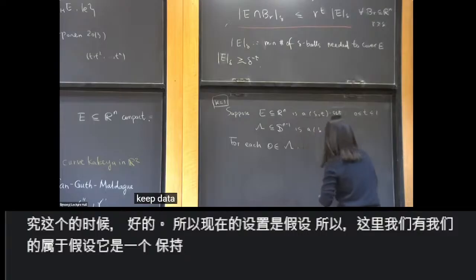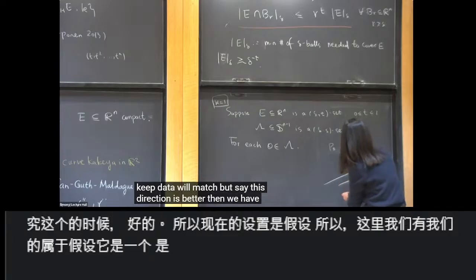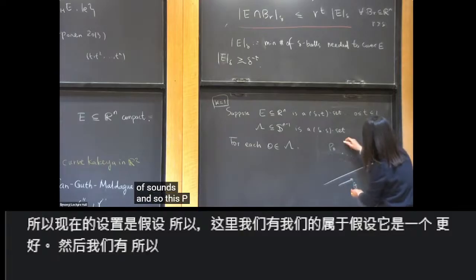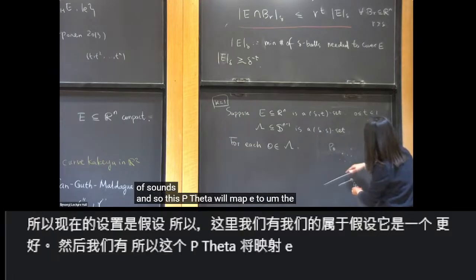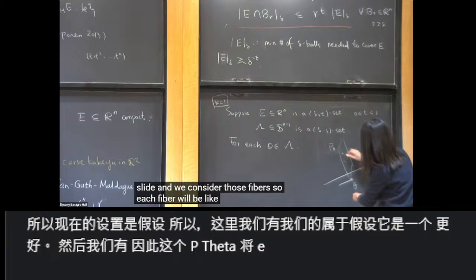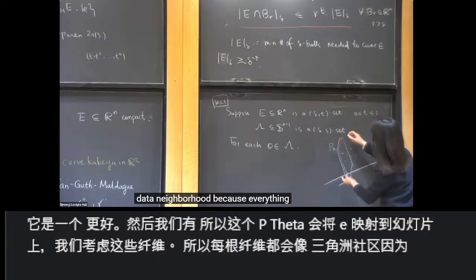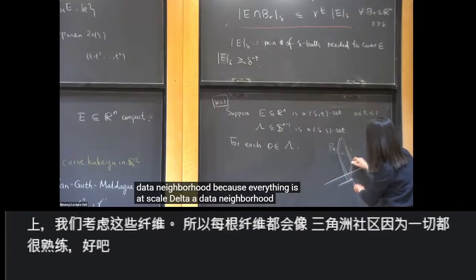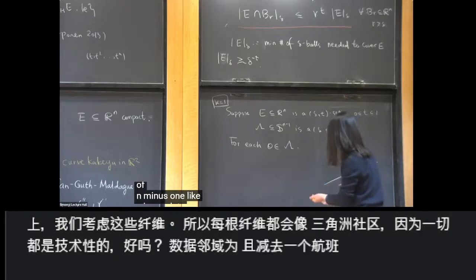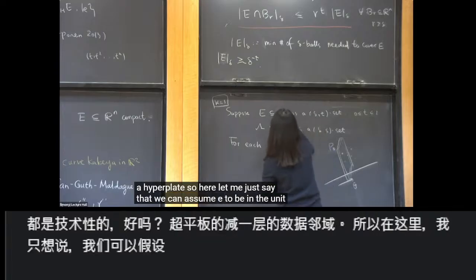so P theta will map, let's say this direction is theta. Then we have a set of delta balls, that's our E. And so this P theta will map E to this line. And we consider those fibers. So each fiber will be like a delta neighborhood, because everything is at scale delta, a delta neighborhood of an n-1 plane, a hyperplane. So here, let me just say that we can assume E to be in the unit ball to make things simpler.